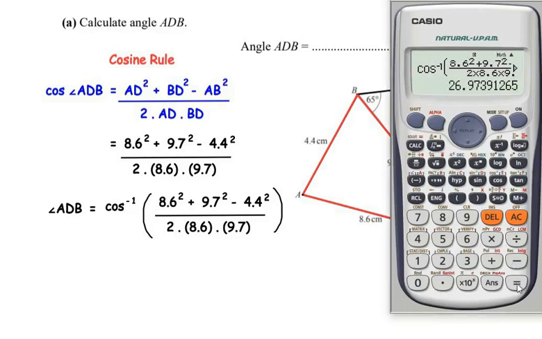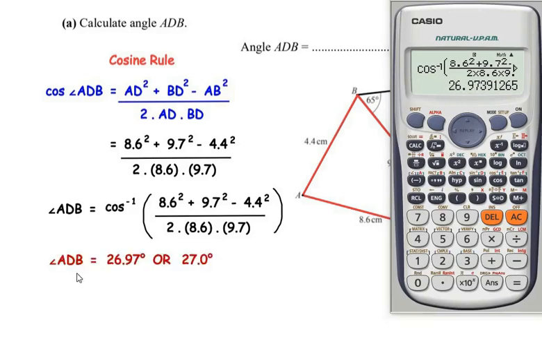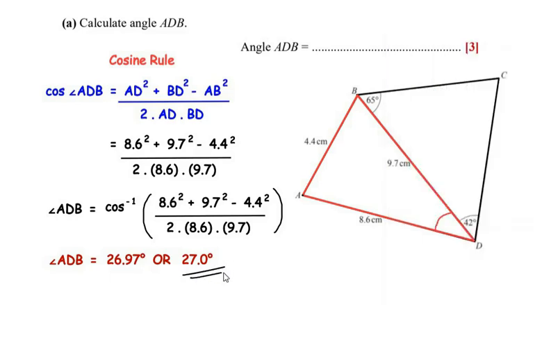So here we get the angle as 26.973 degrees. Or rounding it to 1 decimal place, we can write it as 27 degrees. So here we have written angle ADB is equal to 26.97 degrees or 27.0 degrees. So this is going to be our answer. Now let us move on to the B sub question.